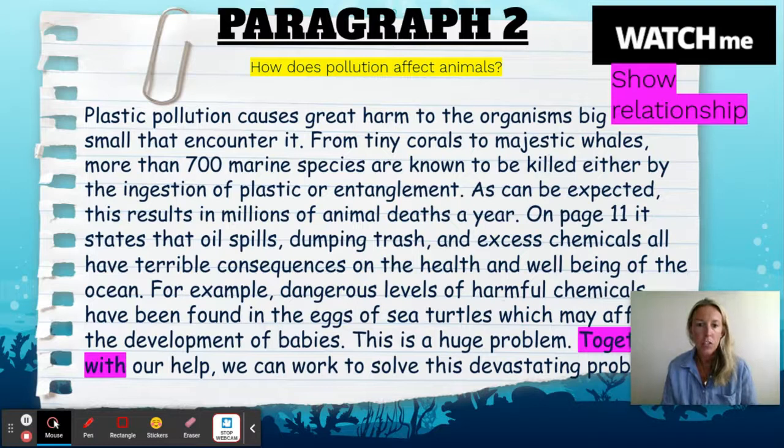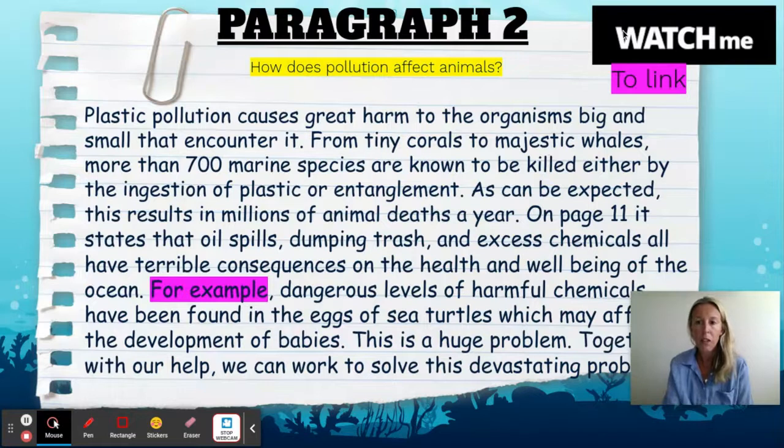For example, dangerous levels of harmful chemicals have been found in the eggs of sea turtles, which may affect the development of babies. This is a huge problem. Together, with our help, we can work to solve this devastating problem. The phrase in pink, together with, can show relationship to what we can do to try to solve this problem.